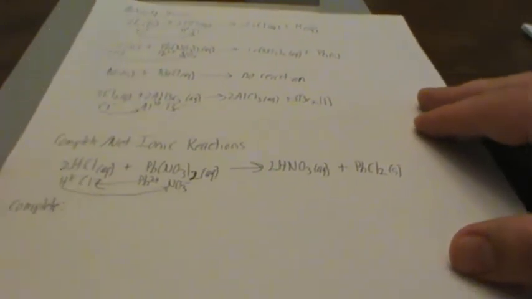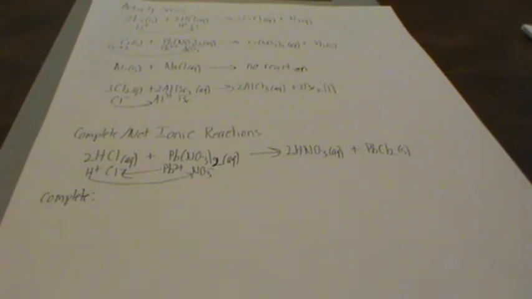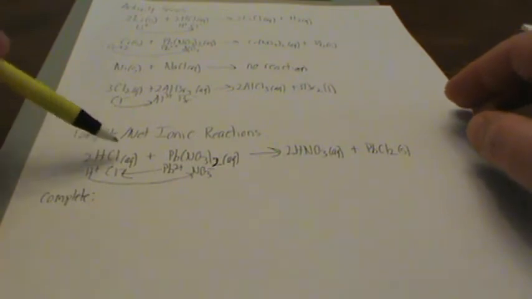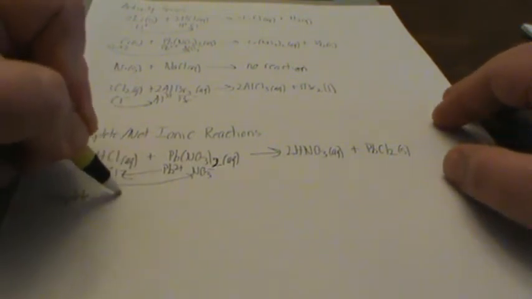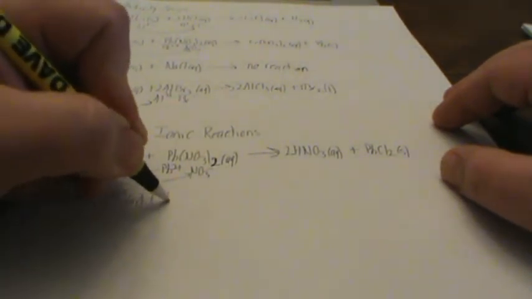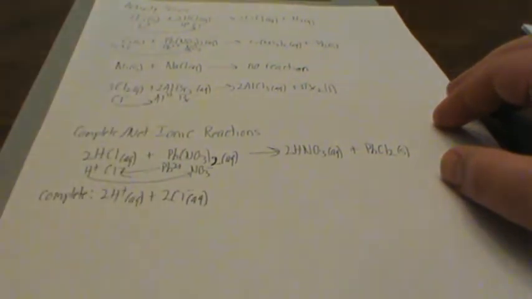The first one that we're going to write out is the complete ionic equation. With the complete, we show everything. And if it's aqueous, we break it apart into ions. Coefficients go along with this. So since we have coefficient 2 in front of HCl, we're going to have 2 hydrogen ions plus 2 chlorine ions.